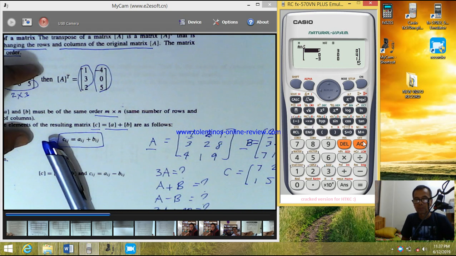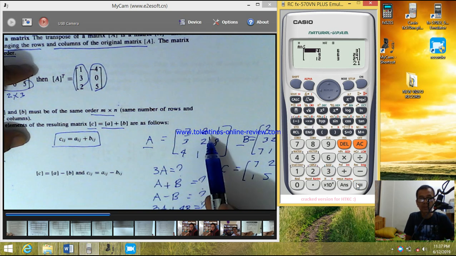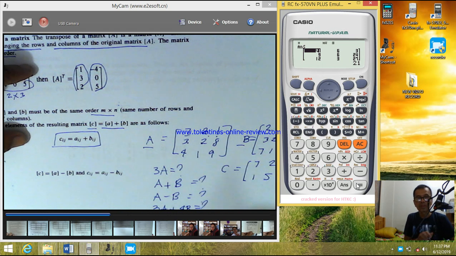So, just put 3, shift 4, and then 3. Yan. So, what did you observe? Ito, naging 21. 6, naging 3, naging 9, naging 6, naging 24, and so on.